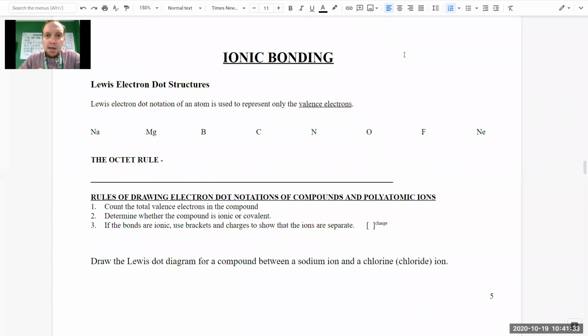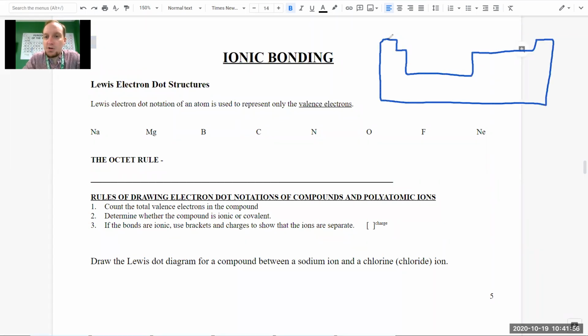Being able to draw a Lewis dot structure is just as important for an ionic as it is for a covalent, although it is significantly easier. As a very quick review of how to find the number of dots, which again represent the number of valence electrons each individual atom will have, let me quickly draw my little periodic table over here.